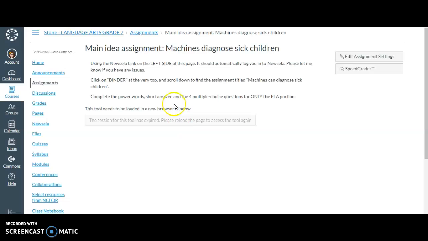Today's assignment has to do with finding the main idea. Now this one is going to be a little bit longer. This is the main reason that I am not going to be giving you any other assignments for the rest of this week, because I want to make sure that you have enough time to finish this assignment.